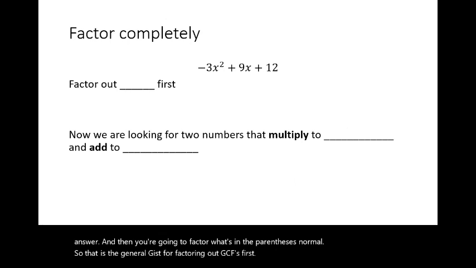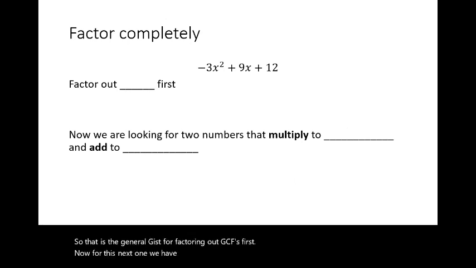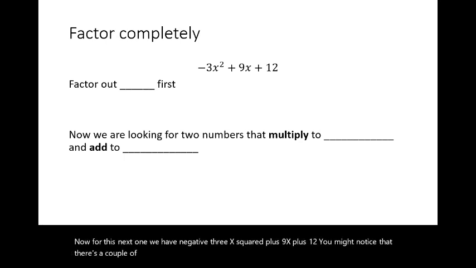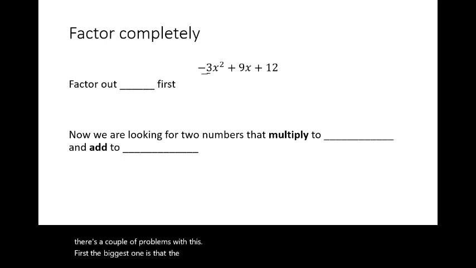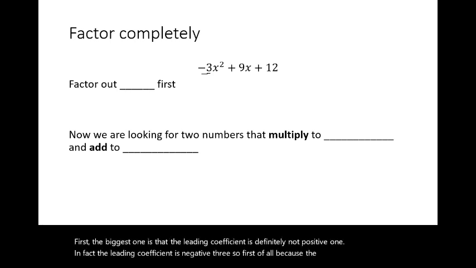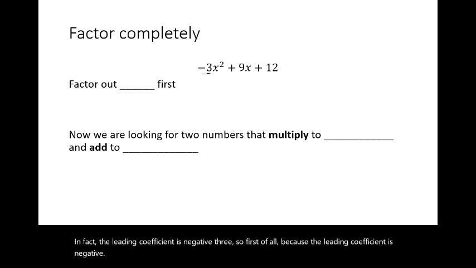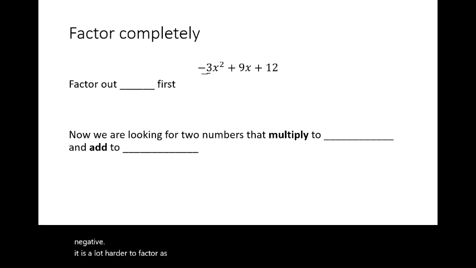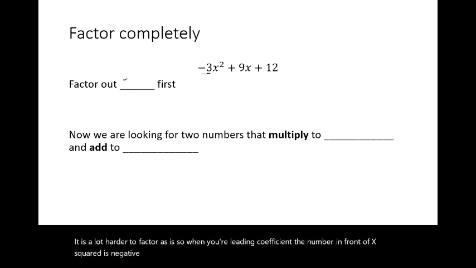Now, for this next one, we have negative 3x squared plus 9x plus 12. You might notice that there's a couple of problems with this. First, the biggest one is that the leading coefficient is definitely not positive 1. In fact, the leading coefficient is negative 3. So first of all, because the leading coefficient is negative, it is a lot harder to factor as is. So when your leading coefficient, the number in front of x squared, is negative, you at least need to factor out a negative GCF. Now you should also look for any other GCFs while you're at it.